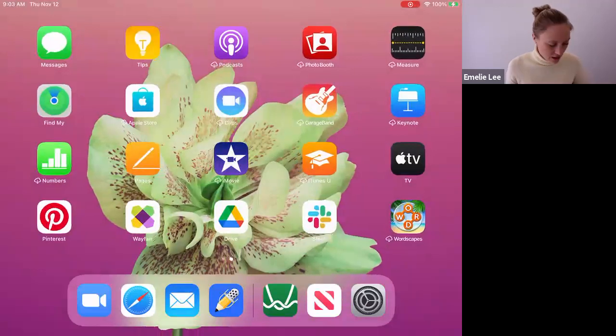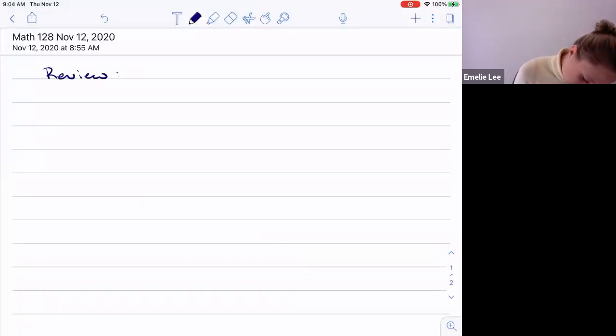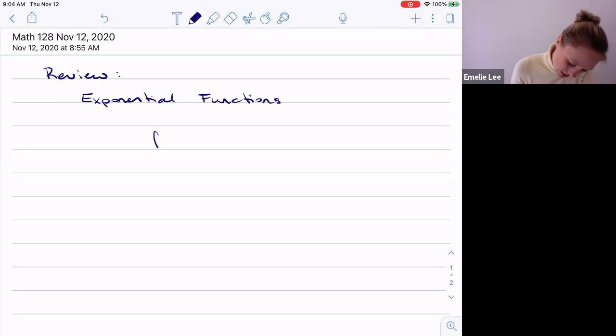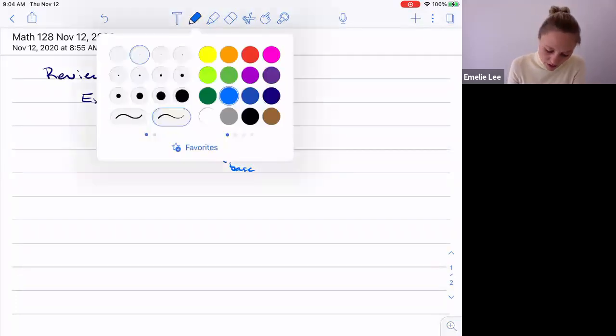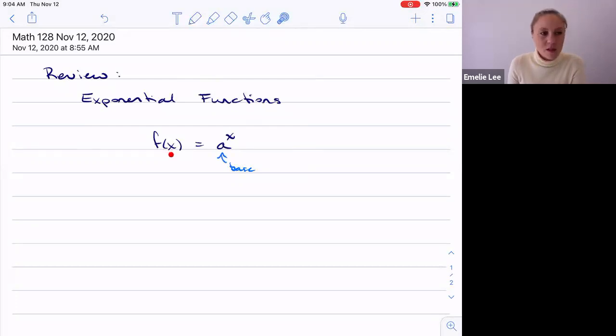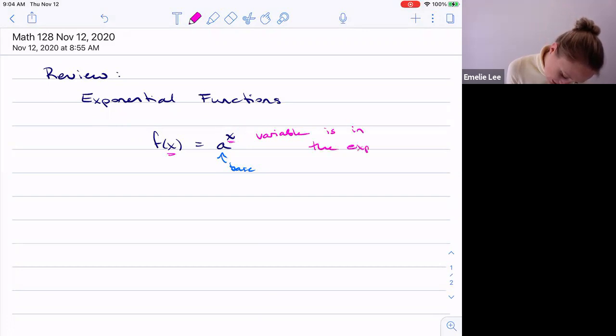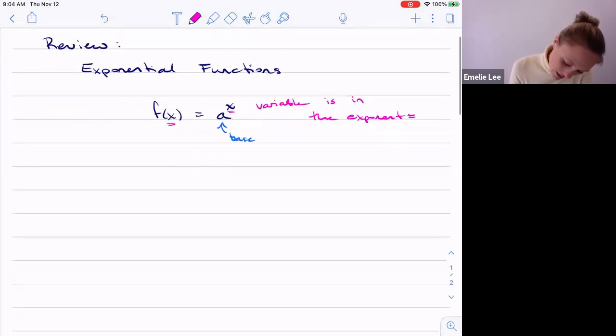Okay, so let's see here. Let's get back into it. And so let's do review. We talked about exponential functions. Exponential functions look like f of x is a to the power of x, where a is the base. Okay, that's important, especially for later today. And then what makes it an exponential function is that x is the variable, and the variable is up in the exponent. The variable is in the exponent, which makes it an exponential function.